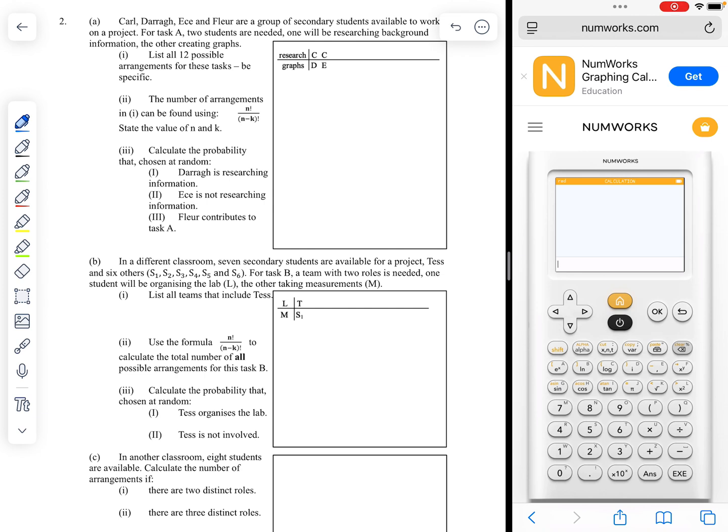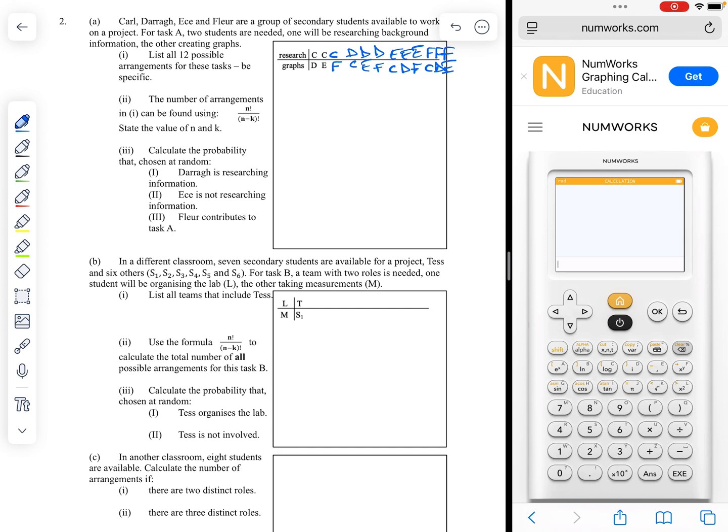So we could have C with D, C with E, C with F, or it could be D doing the research with C, D with E, D with F, or E each time with the others, C, D and F, or F with the others, C, D and E. There we have our 12 possible arrangements listed out in a systematic way.